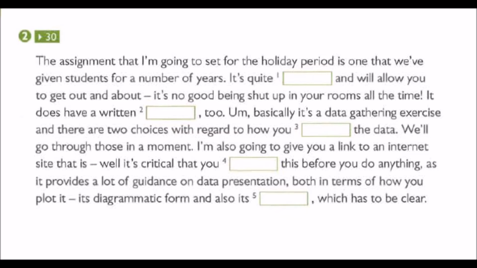I'm also going to give you a link to an internet site that is, well, it's critical that you review this before you do anything, as it provides a lot of guidance on data presentation, both in terms of how you plot it, its diagrammatic form, and also its description, which has to be clear.